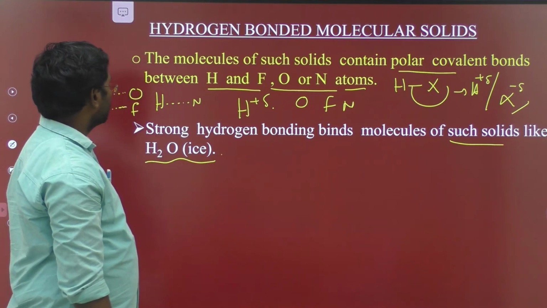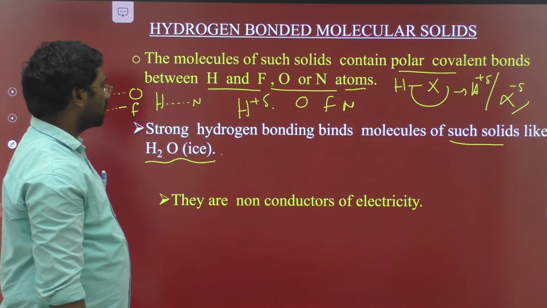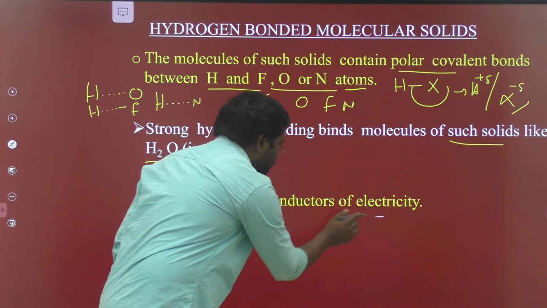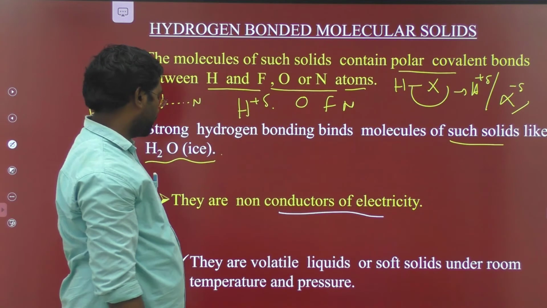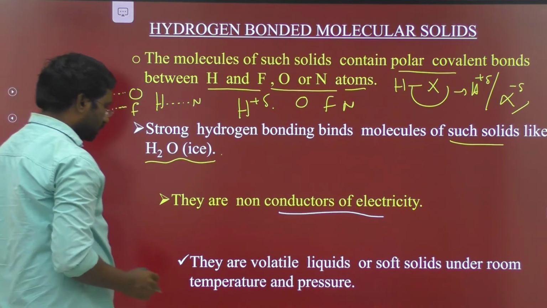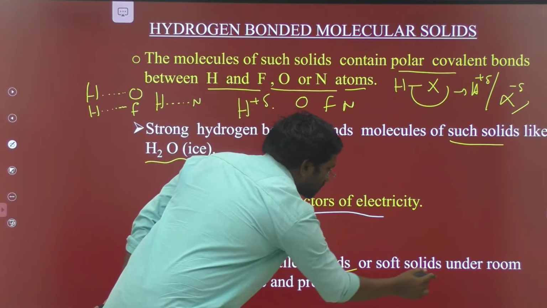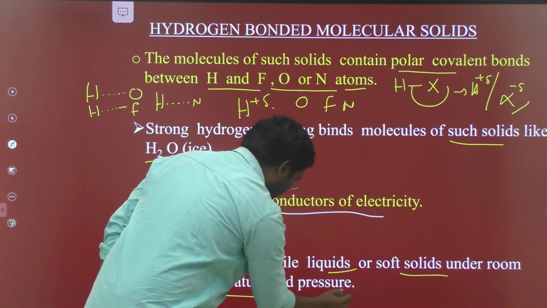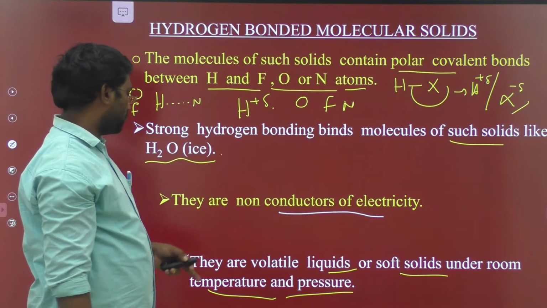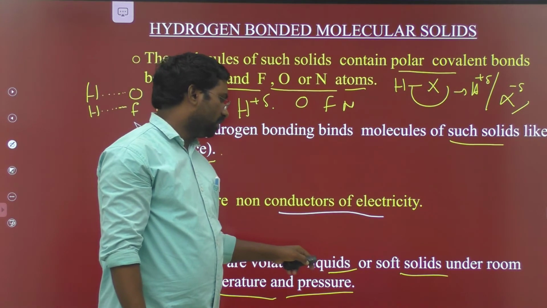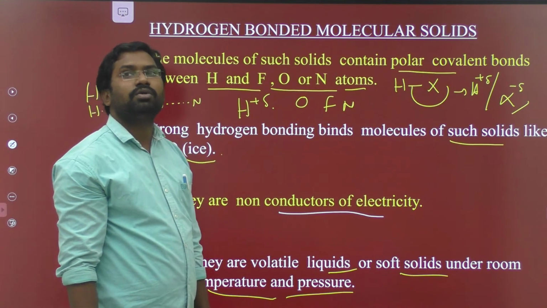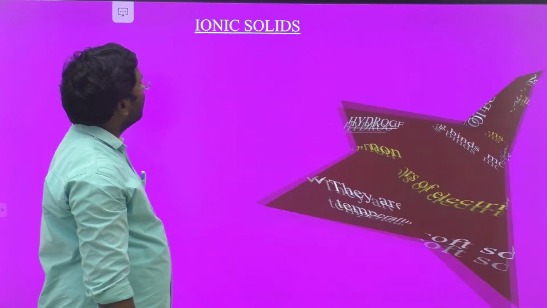Next, they are non-conductors of electricity. These hydrogen bonded molecular solids are also non-conductors. Another property is that they are volatile liquids or soft solids at room temperature and pressure. They have this property due to the presence of the hydrogen bond.